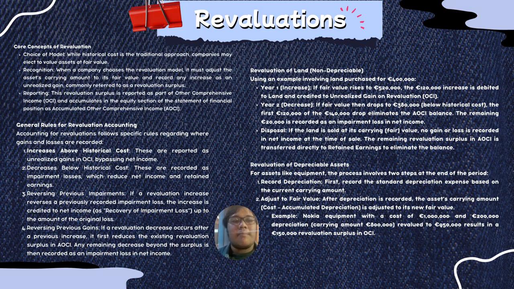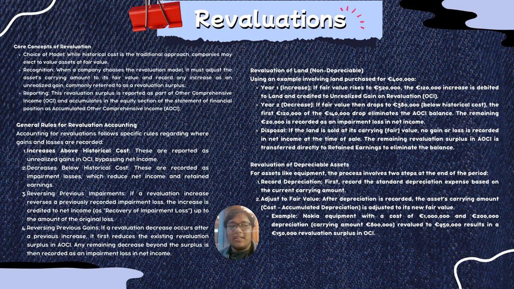Next is the recognition. When a company chooses the revaluation model, it must adjust the asset carrying amount to its fair value and record any increase as an unrealized gain, commonly referred to as a revaluation surplus. And lastly is the reporting, where revaluation surplus is reported as part of other comprehensive income, or OCI, and accumulated in the equity section of the statement of financial position as accumulated other comprehensive income, or AOCI.